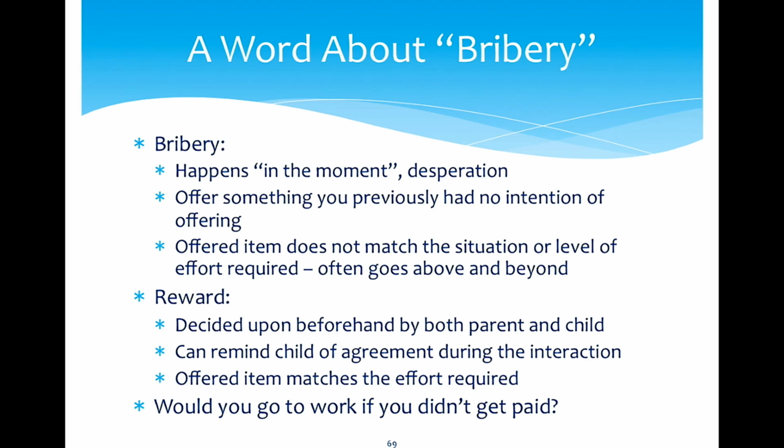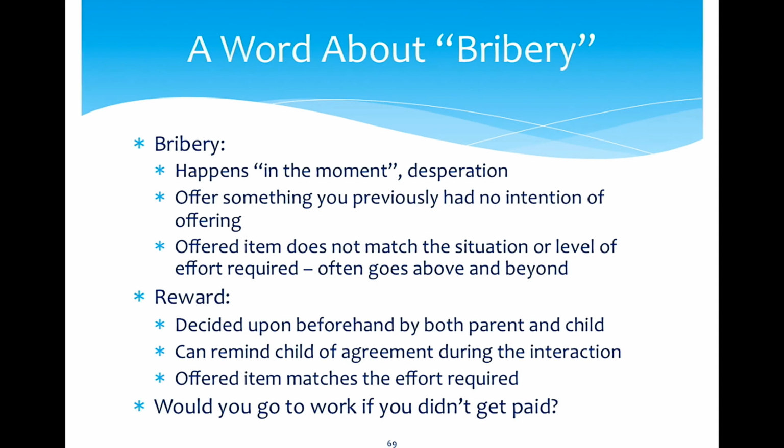And parents too can really get stuck on this piece of, I don't want to bribe my child to do something. So I think it's really important to distinguish what's the difference between bribery and between getting a reward for something. So bribery is something that happens in the moment out of desperation. It's when a parent or a teacher or a therapist offers something that you didn't really have any intention of offering to the student before, but in that moment of desperation, you're kind of reaching for whatever you can think of that will make the situation better. And whatever you're offering typically doesn't match the situation or the level of effort that the child is required to put forth. It often goes way above and beyond and kind of overshoots what you really need in that situation.